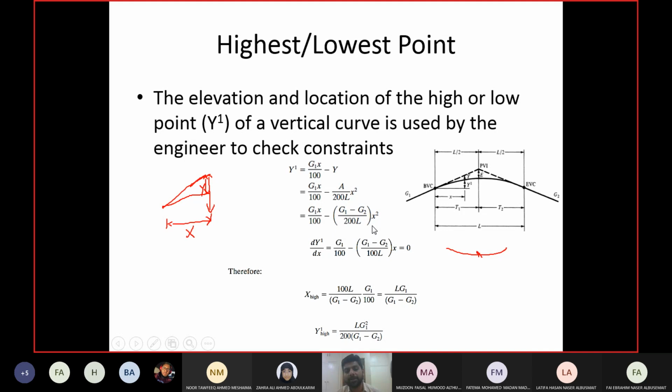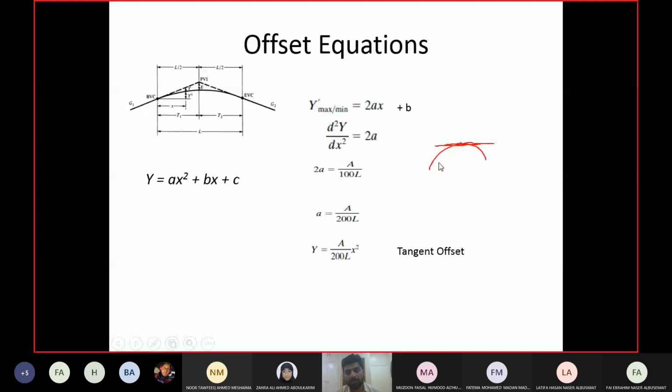And this is the highest point. If you draw a tangent at this point, it will be a horizontal line. So the slope is 0 at this point. Obviously you can understand this one, because you are going up and then from the highest point you are going down. The slope is changing from positive to negative. So this point will be 0.